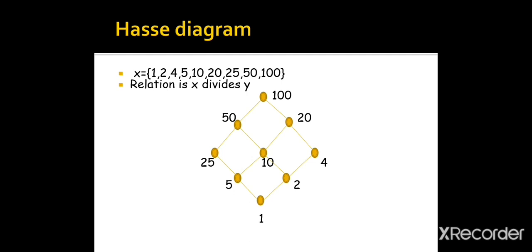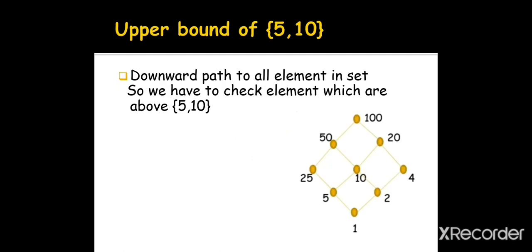So we can observe that this diagram is transitive, reflexive and antisymmetric, so it is a poset. Now we have the Hasse diagram and we will find the upper bound of 5 and 10. Upper bound means a downward path to all elements in the set. So we have to check the elements which are above 5 and 10. The elements above 5 and 10 are 10, 25, 20, 50 and 100.